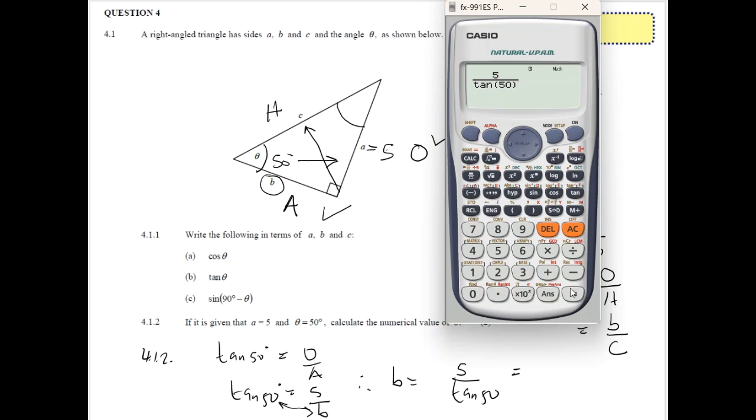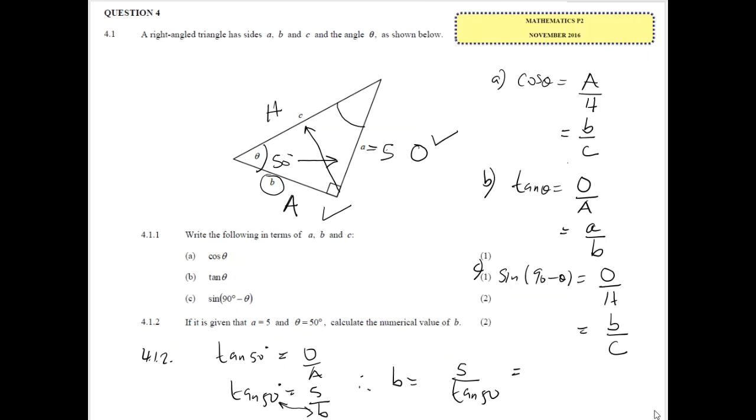What is your answer? Your answer is 4.195. It means the value of B will be 4.195. If you round off to 2 decimal places, it will be 4.20.